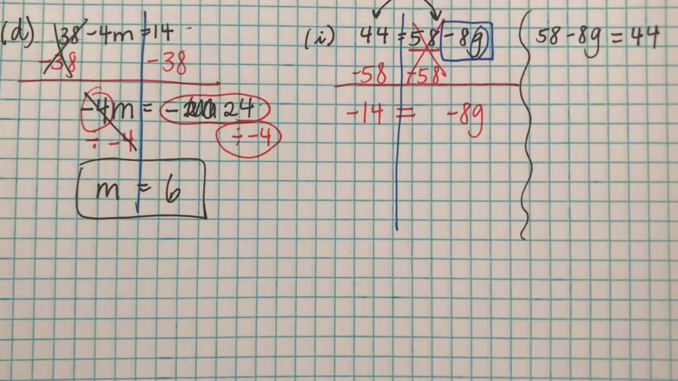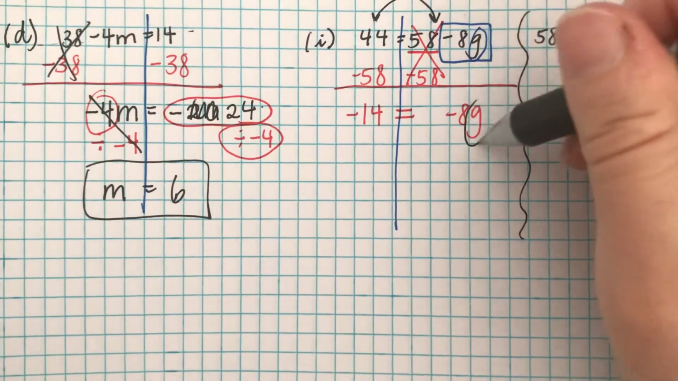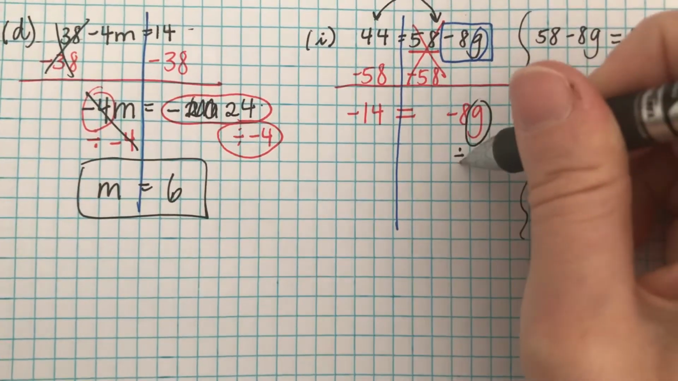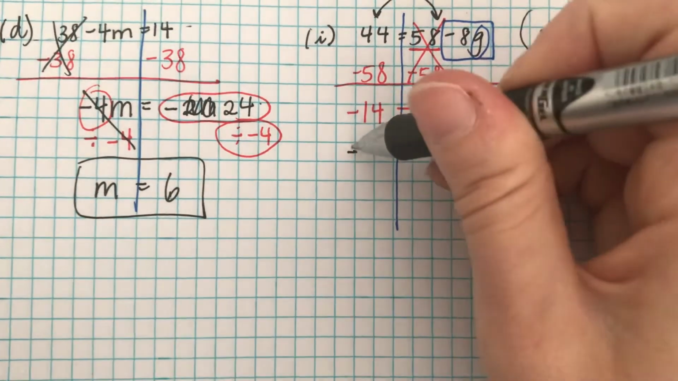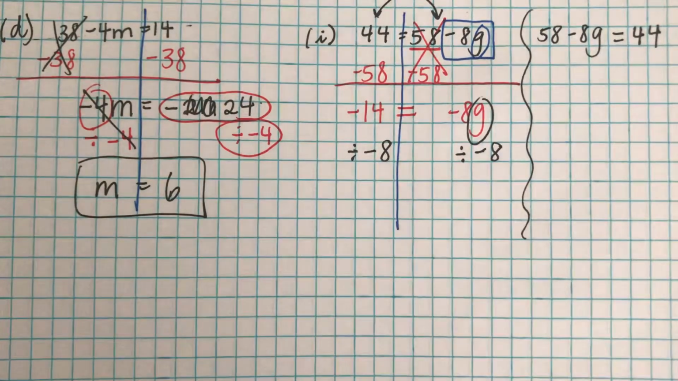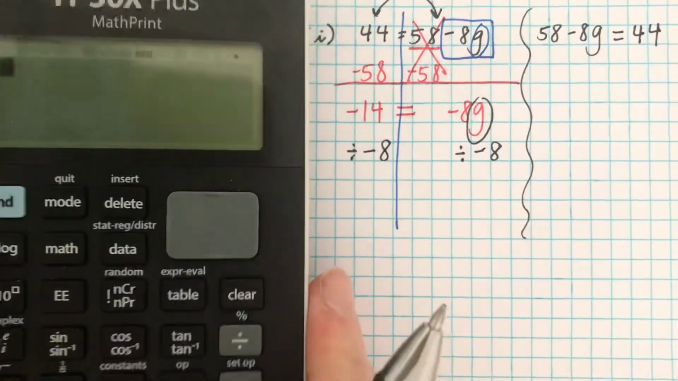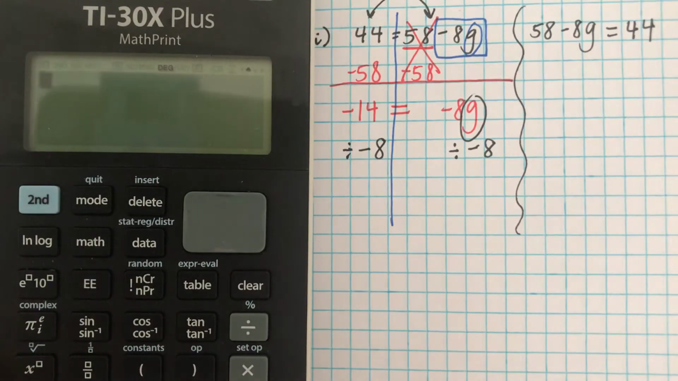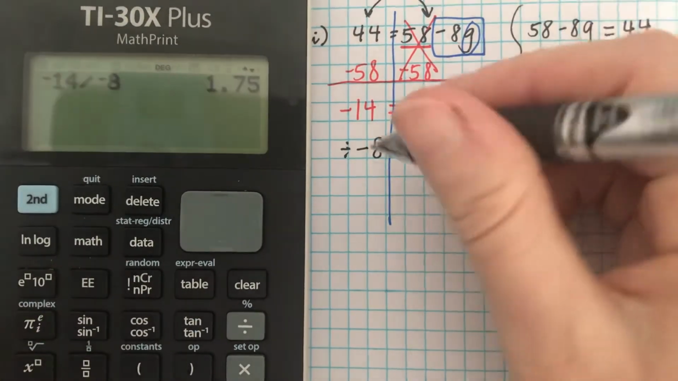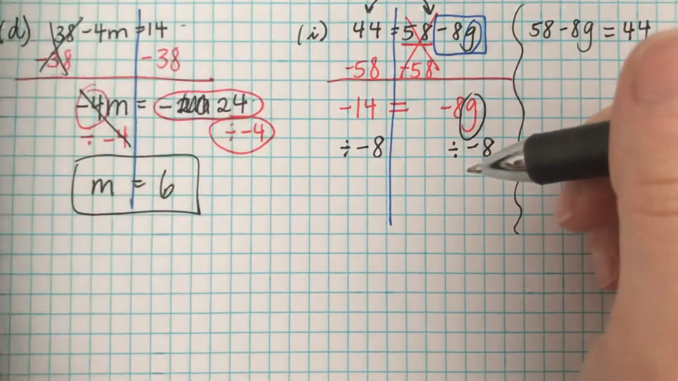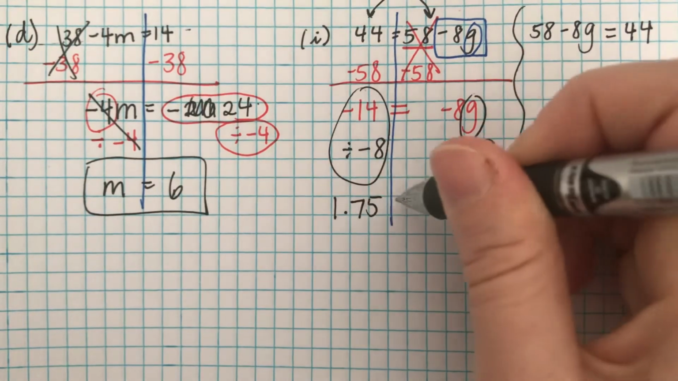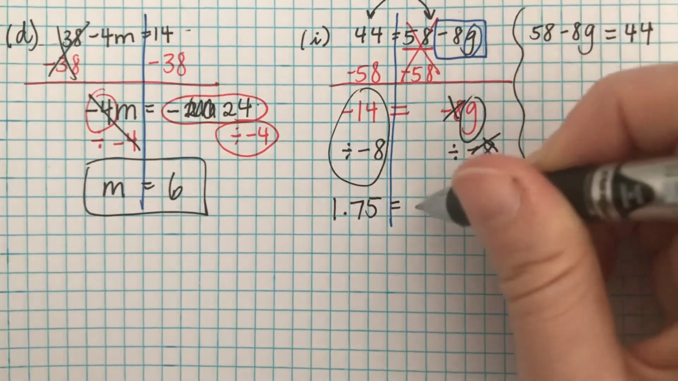Okay. From here, again, I'm just trying to get g alone. So what I need to do is divide by the minus 8 that is being multiplied out in front of g. Everything here is the same. It's the same as what we've been doing this whole entire time. It's just switched around on different sides of the equal symbol. So I'm going to get out my calculator and divide minus 14 by minus 8. And that gives us 1.75. Okay, so from right here on the left-hand side, I have 1.75 equal to g.